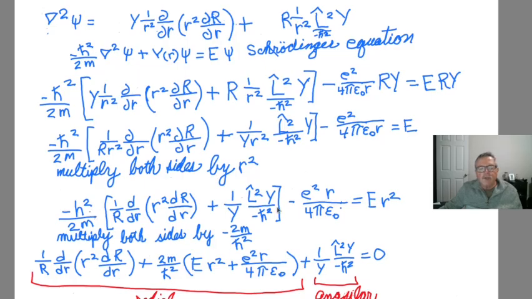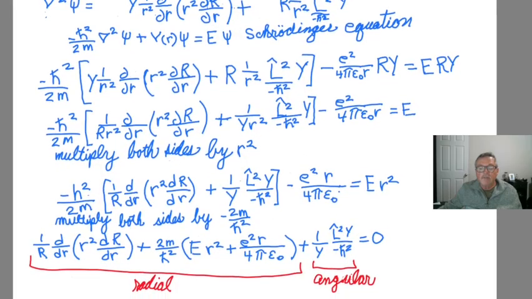And here, if we reorganize stuff, here's all the angular. Now see, that potential energy is brought down here in the radial because it has radial components. So all of this is radial. All of this only depends on the radius. So this is a function of the radius, and this is a function of theta and phi, which are lumped together in the Y function. Okay, that's all we lost there.